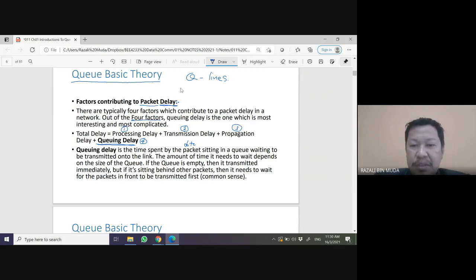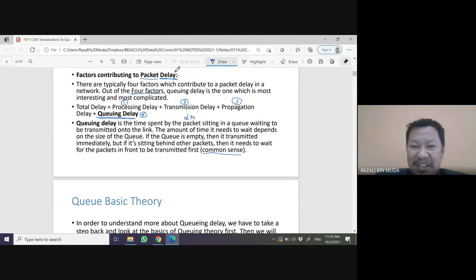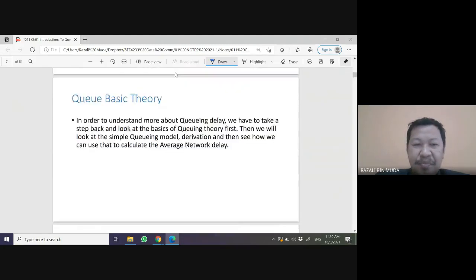The amount of time it needs to wait depends on the size of the queue. If the queue is empty, then it is transmitted immediately. But if it is sitting behind other packets, then it needs to wait for the packets in front to be transmitted first. This is the common sense explanation.